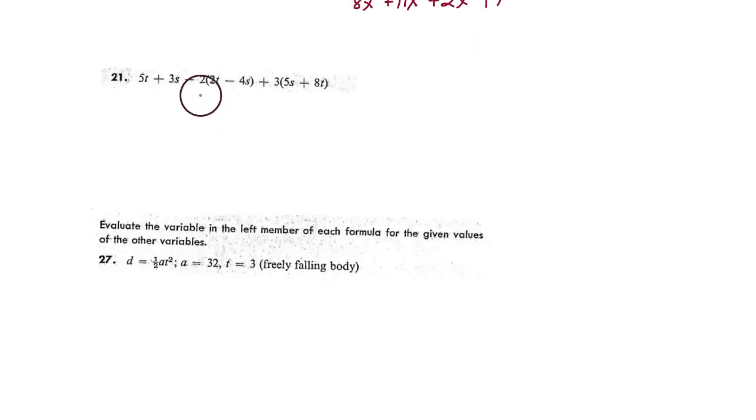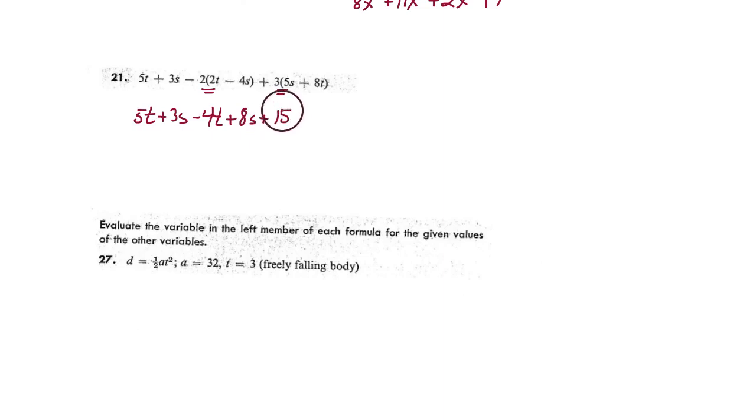Number 21, we have to do some distributive property because there's a number right in front of parentheses. So we have our 5t plus 3s, and now let's distribute the minus 2. Negative 2 times 2t is minus 4t. Negative 2 times negative 4s is positive 8s. Right here is some distributing as well.